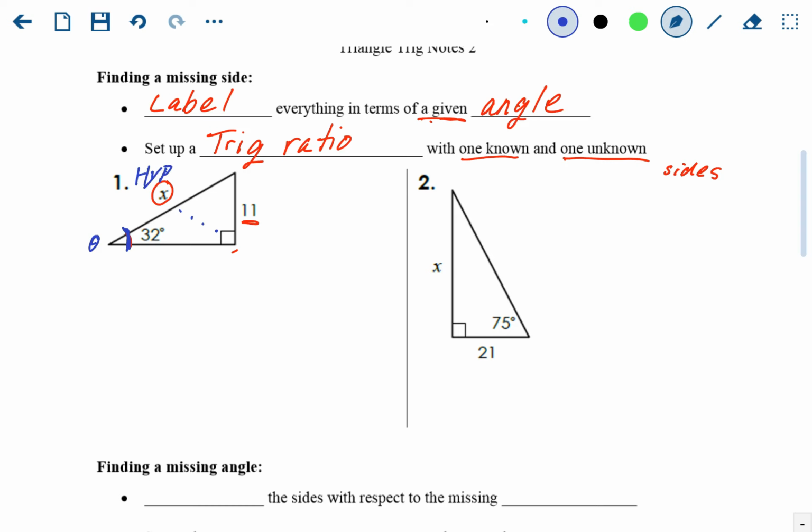The side that we do know is across from the angle that we're given. Or rather, it's opposite of the angle we're given. Which means that this last side would be the adjacent side. Now that adjacent side's not labeled, so we don't really need to do anything with it. Because remember, we need the one known and one unknown. So our one known is going to be that opposite 11. And our unknown is going to be the hypotenuse of x.